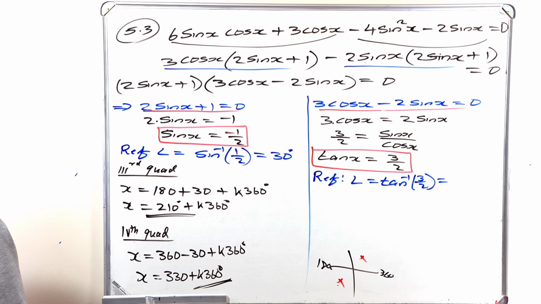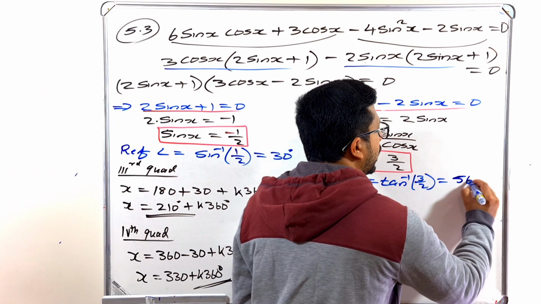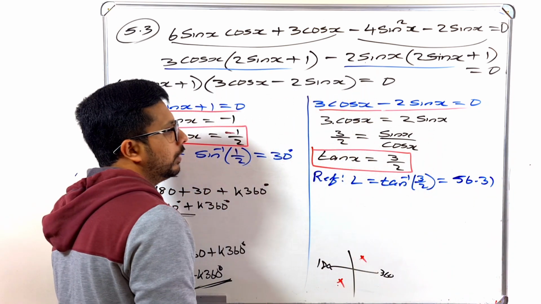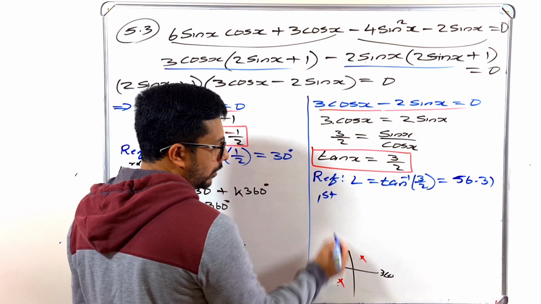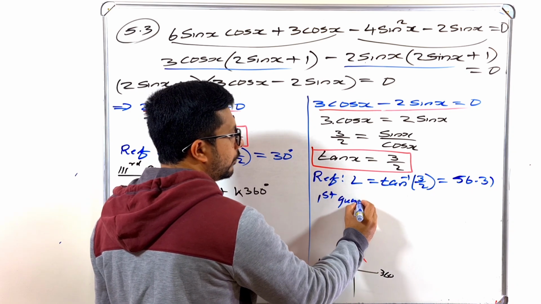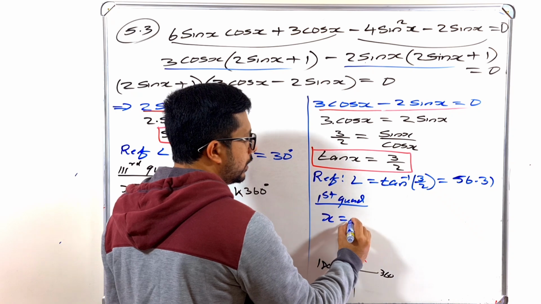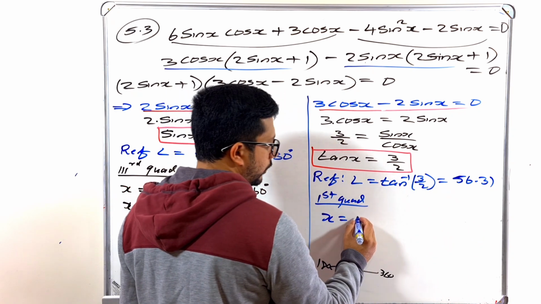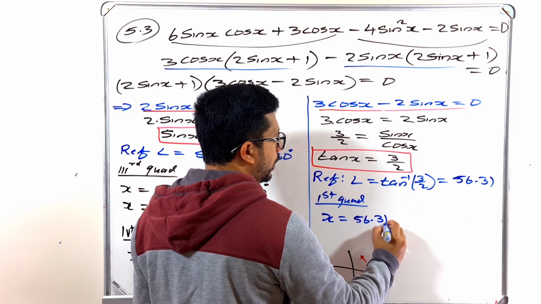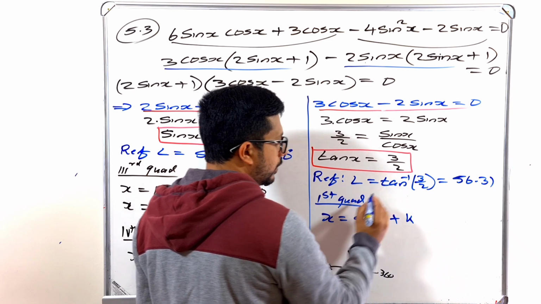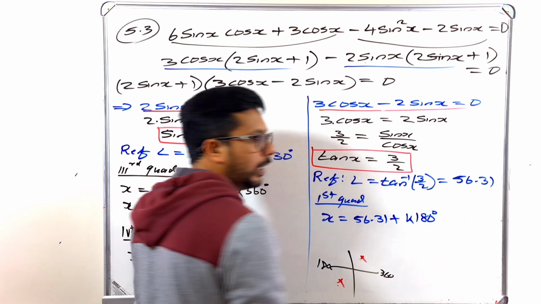Tan inverse of 3 over 2 is 56.31. So it is 56.3. Now tan is positive in the first quadrant and third quadrant. First we find the first quadrant, that is the acute angle. So here the angle x is equal to 56.31 plus k. Since here it is tan, we are supposed to write plus k 180 degrees.